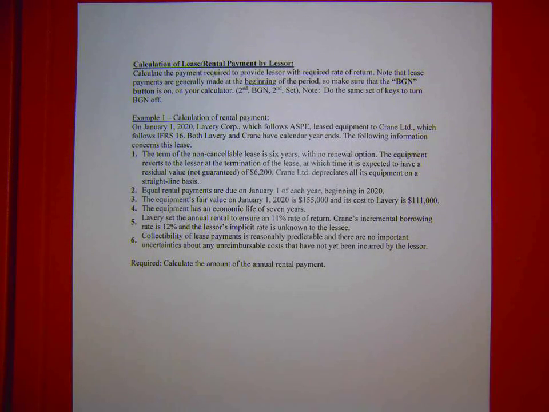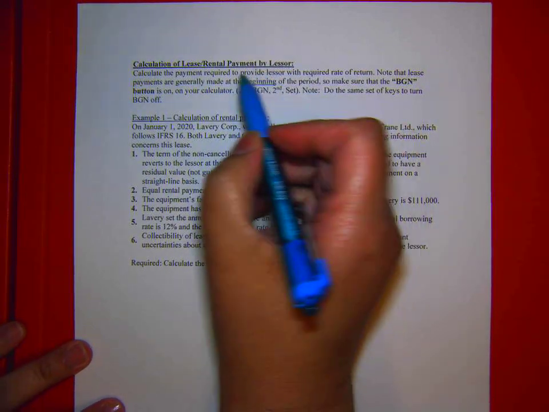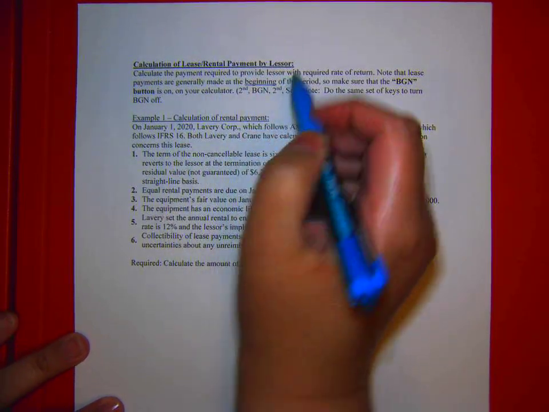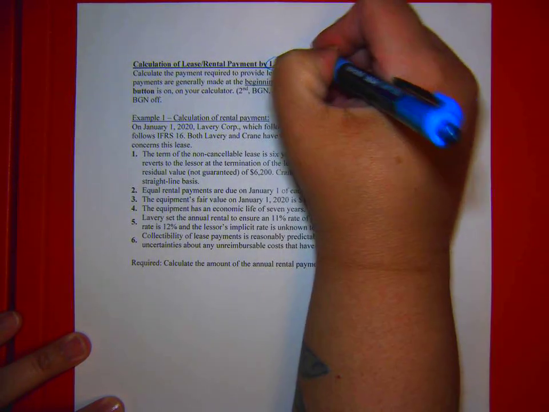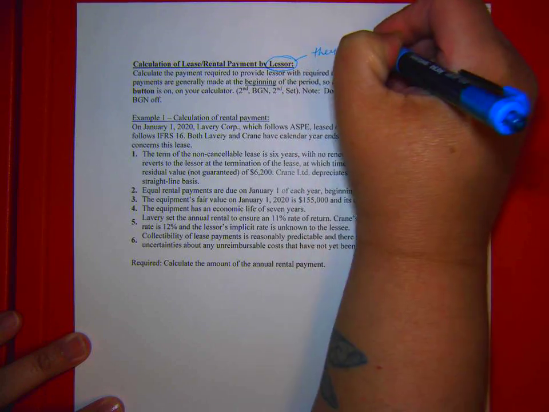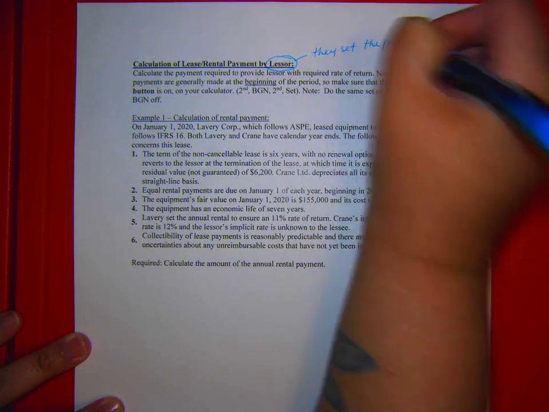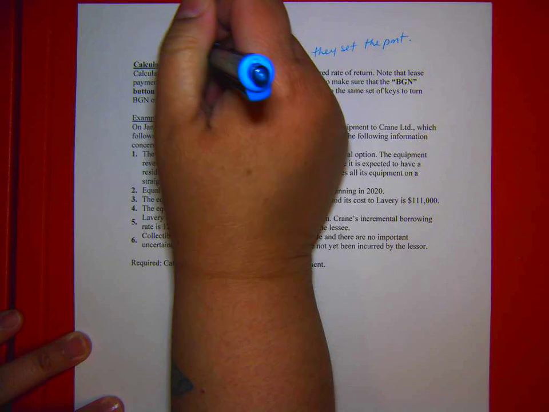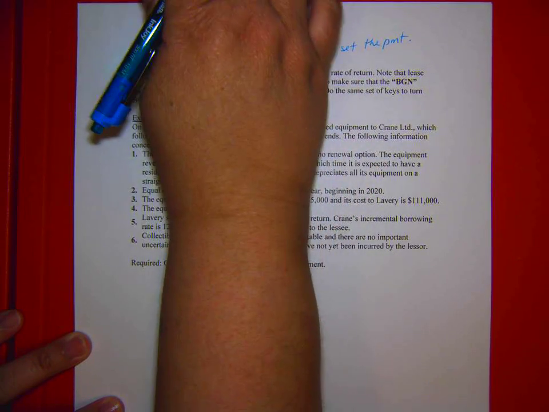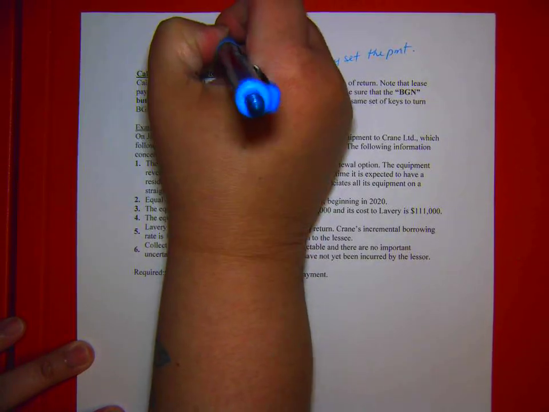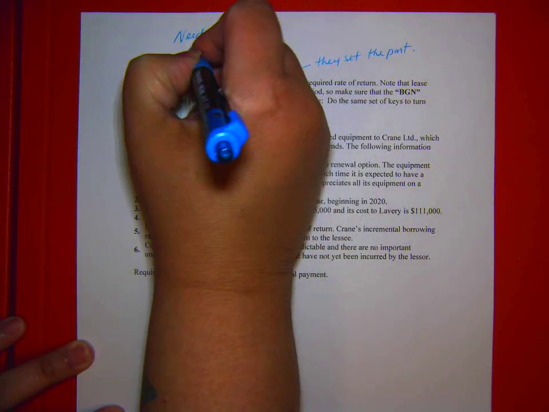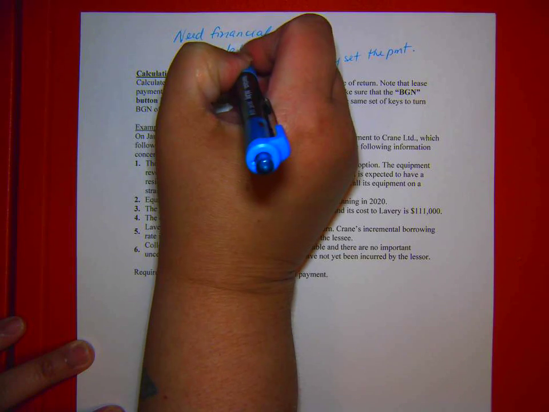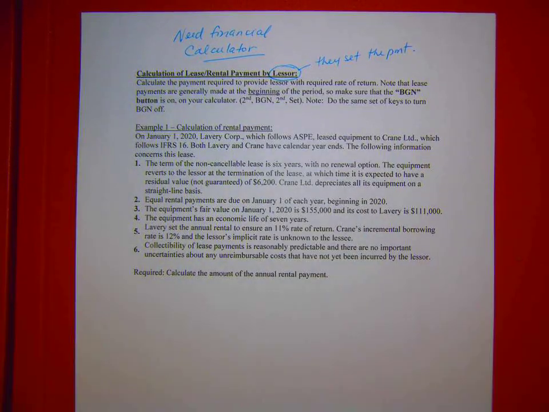Okay, let's go on to an example. So, calculation of the lease or rental payment by the lessor, because we said the person that owns the asset, they set the payment. Now, you're going to need your financial calculator. So make sure you have it.